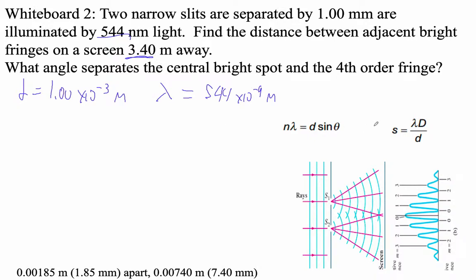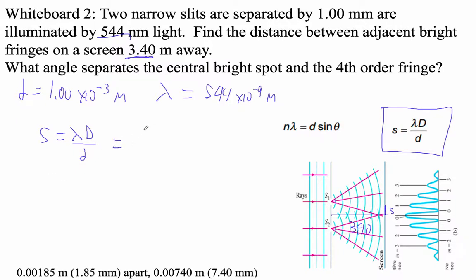So we can do this. Let's try this formula and see if that works. If the distance is too big, we might have to back off. Okay? All right. So s is lambda D over d, right? So this is d, big D is how far? 3.4 meters away. And we're trying to solve for little s right there. Okay, I think we're good here.